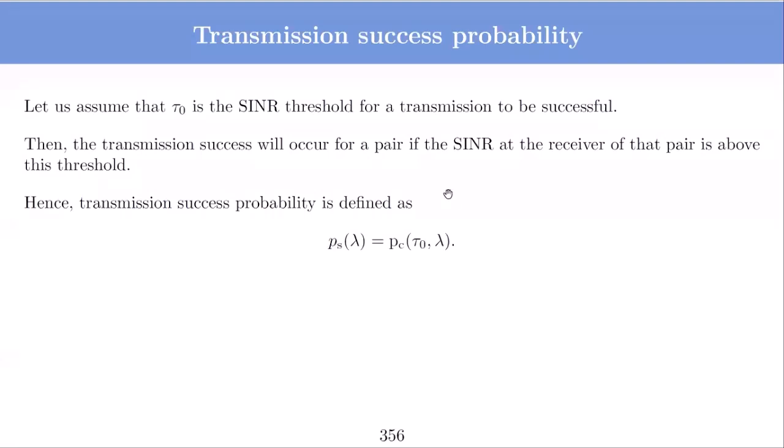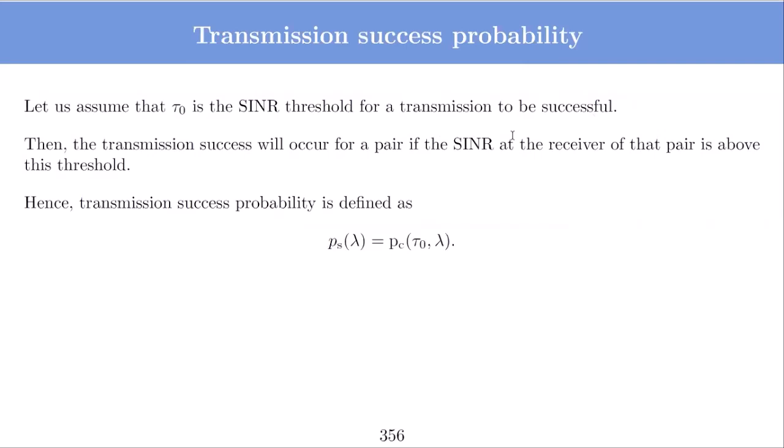Let us see some other performance metrics also. One is transmitter success probability. Let us assume that T0 is the SINR threshold for a transmission to be successful. Normally you expect that if the SINR is above some threshold, you can successfully decode it. This means the communication is successful, and if the SINR is below this, it may not be possible to decode it.